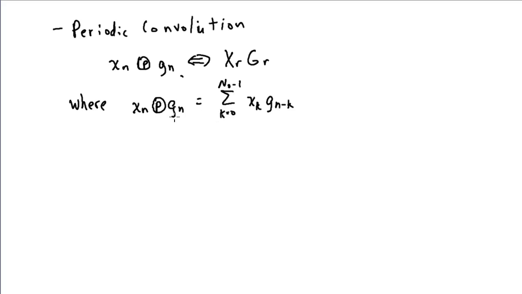Because x of n and g of n are both N0 periodic, this periodic convolution is also N0 periodic. So in the next video we'll look at using this periodic convolution to actually calculate the linear convolution, and again, that's what we're most interested in.